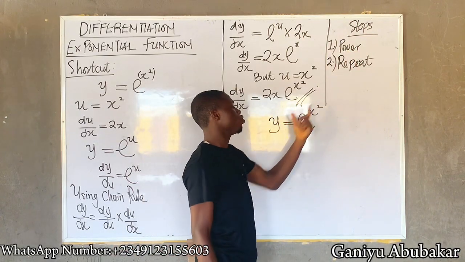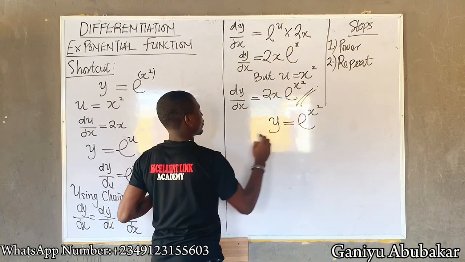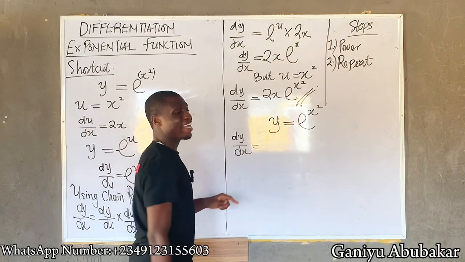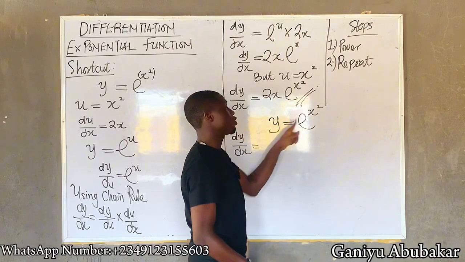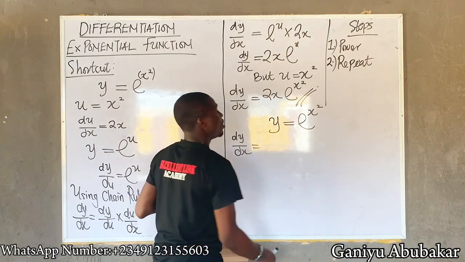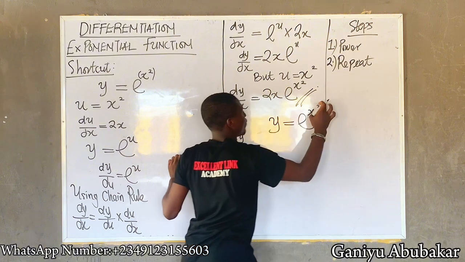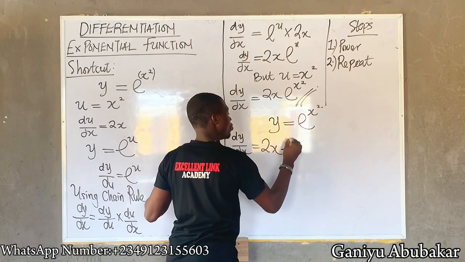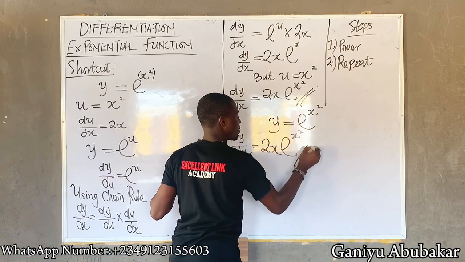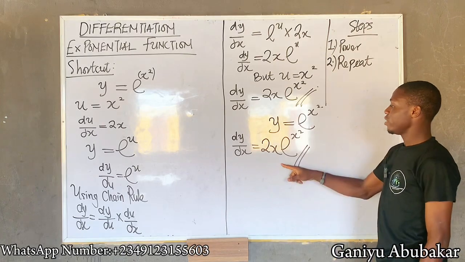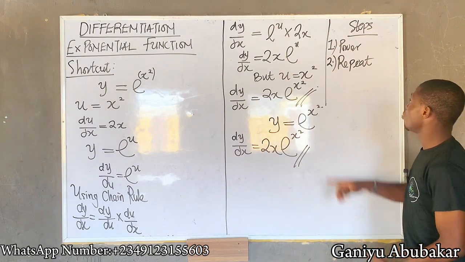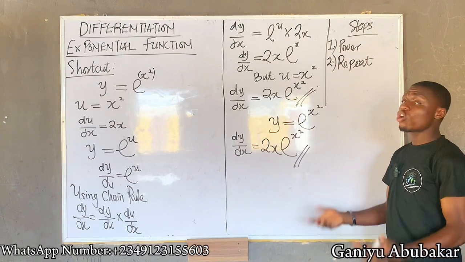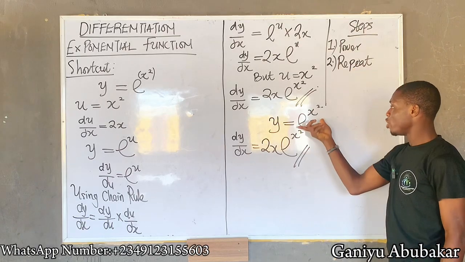My power here, by the way, I'm having y and x. So I'll have dy over dx equal to, as we said, differentiate the power. I am differentiating y with respect to x. I'll have 2x. Then repeat the question, exponential x squared. So this is my answer. Observe this with the earlier method, it's still the same thing. The first rule is to differentiate the power. If I differentiate x squared, I'll have 2x. The second rule is to repeat the function, exponential x squared.